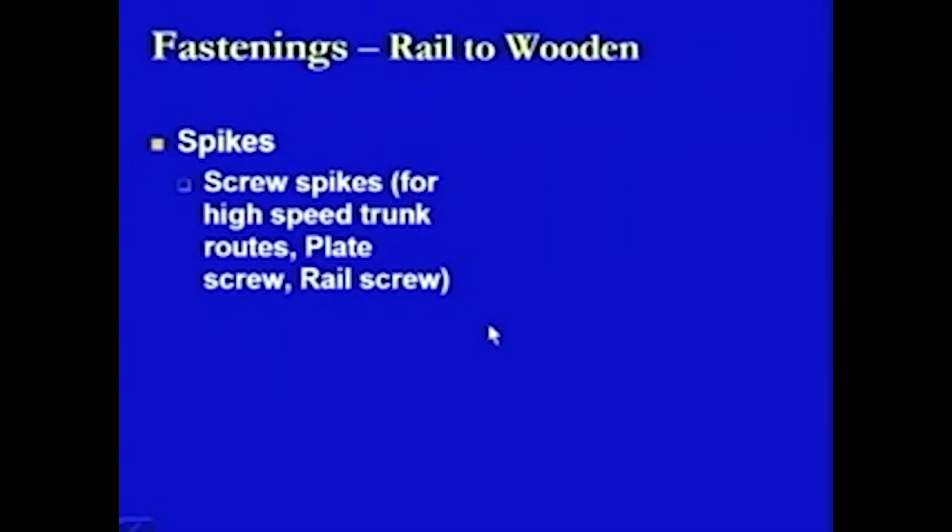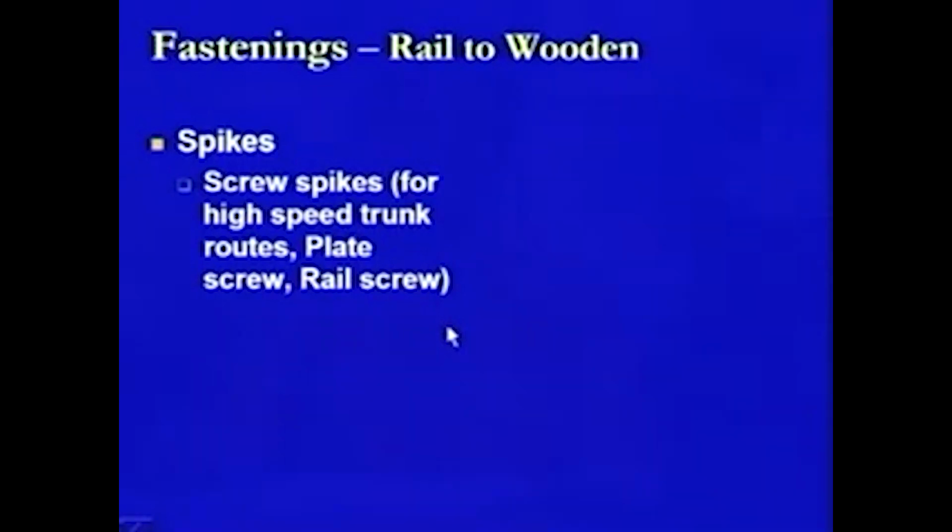Then there is another spike which is termed as screw spike. Now, this screw spike is also available in two types. One is a plate screw, another one is a rail screw. Most of the time these are used in high speed trunk routes.